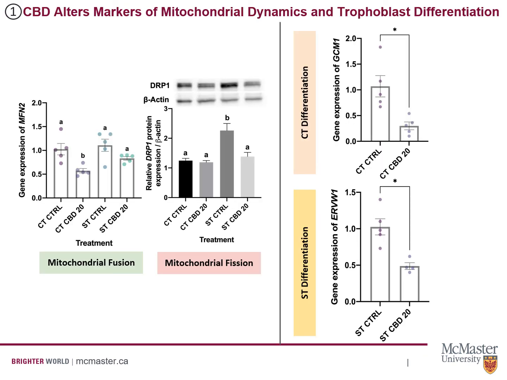So first and foremost, we conducted PCRs and Western blots for either mitochondrial dynamics markers or trophoblast differentiation markers, and found that CBD does alter markers of mitodynamics and trophoblast differentiation. On the left panel, we will see that a marker of mitochondrial fusion is lowered in cytotrophoblasts, and there's a decreasing trend for syncytiotrophoblasts as well. And then for mitochondrial fission proteins, we actually do not see a difference in the cytotrophoblasts, but we do see a large decrease from the control to treated syncytiotrophoblasts. As well, on the upper panel, we'll see a marker of cytotrophoblast differentiation, which is lower, and on the bottom panel, we will see another marker of syncytiotrophoblast differentiation, which is also lower.